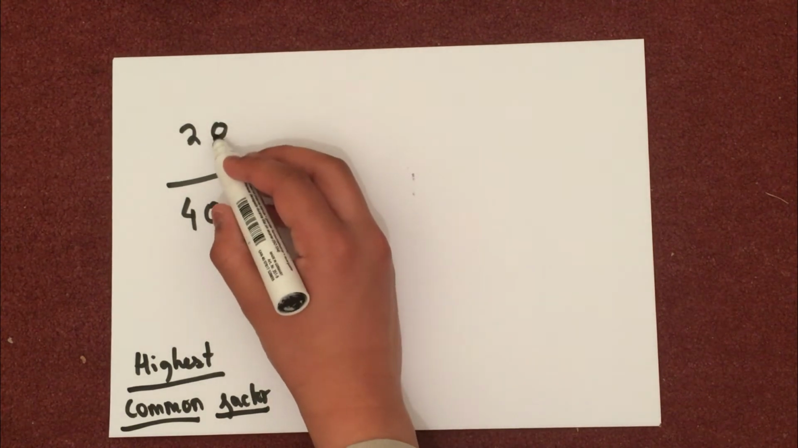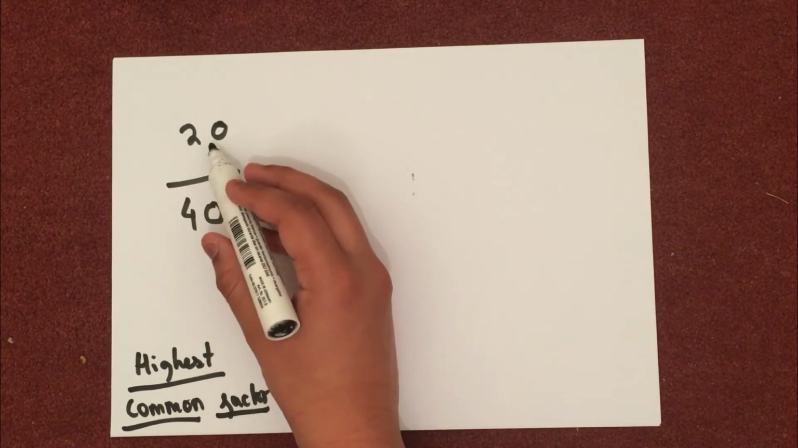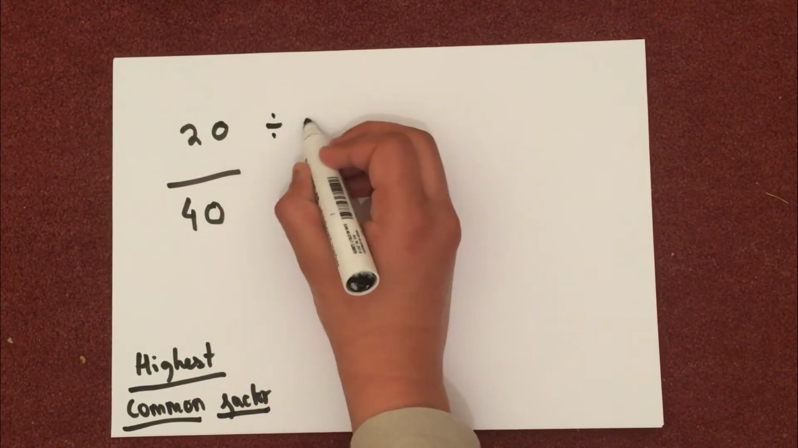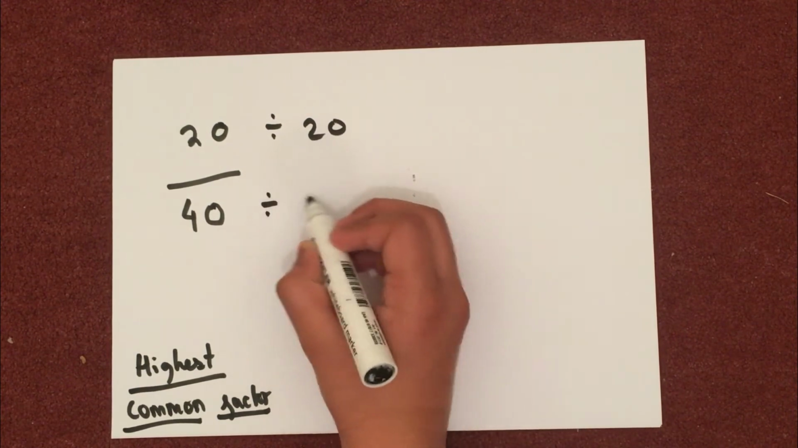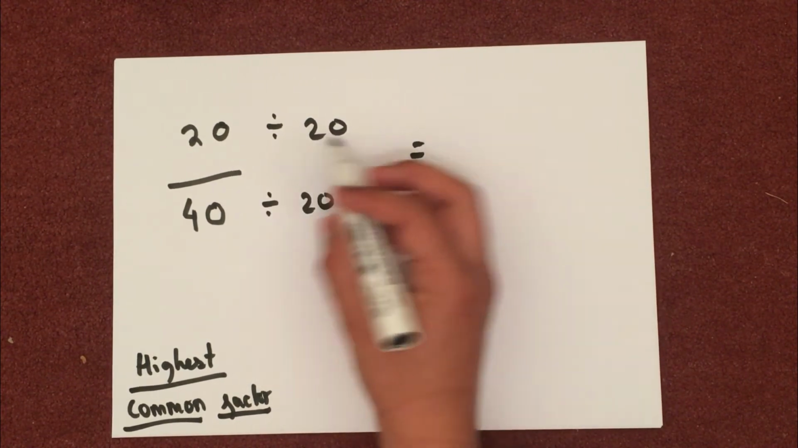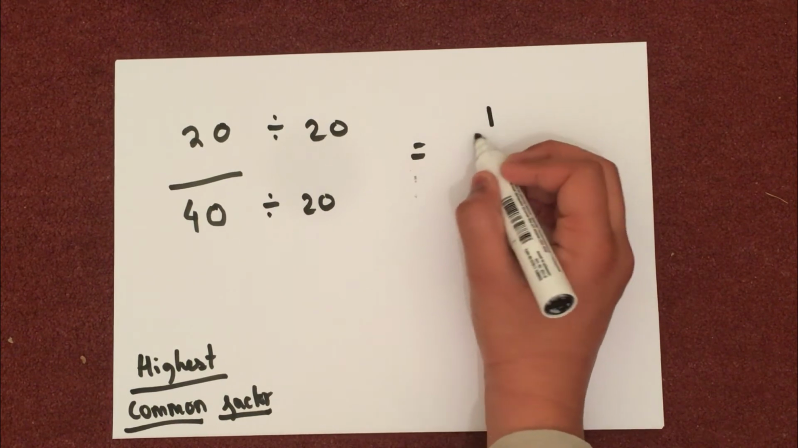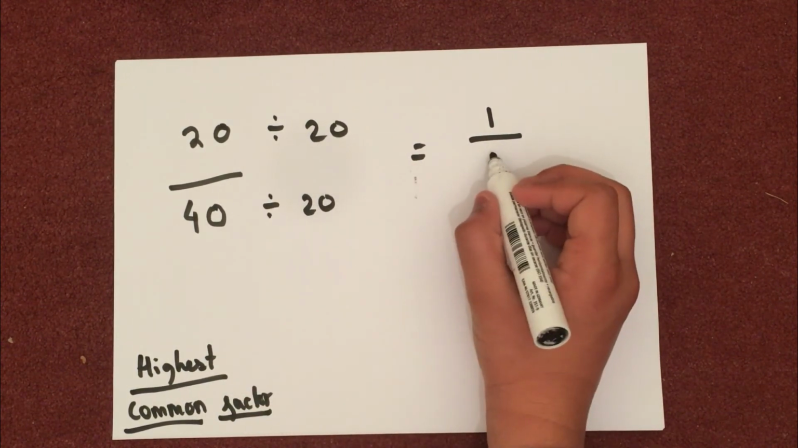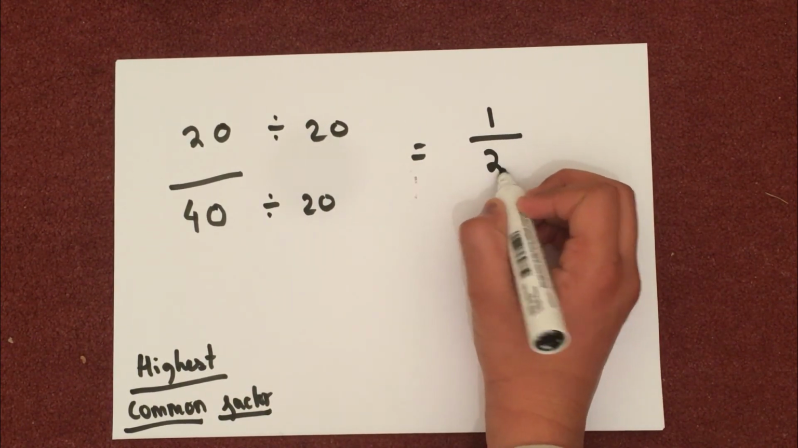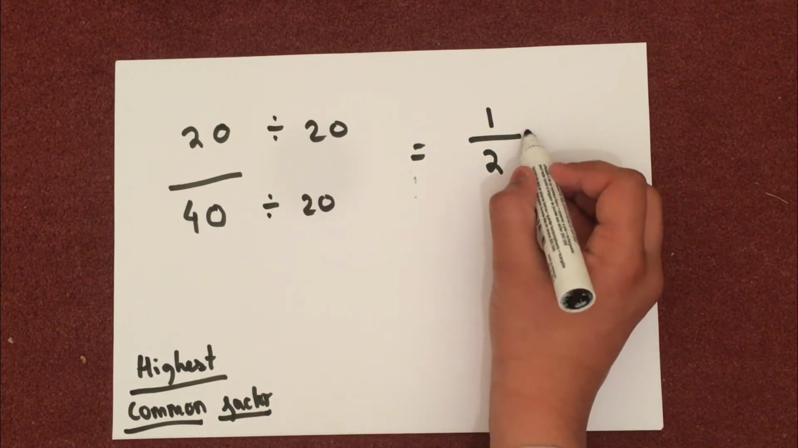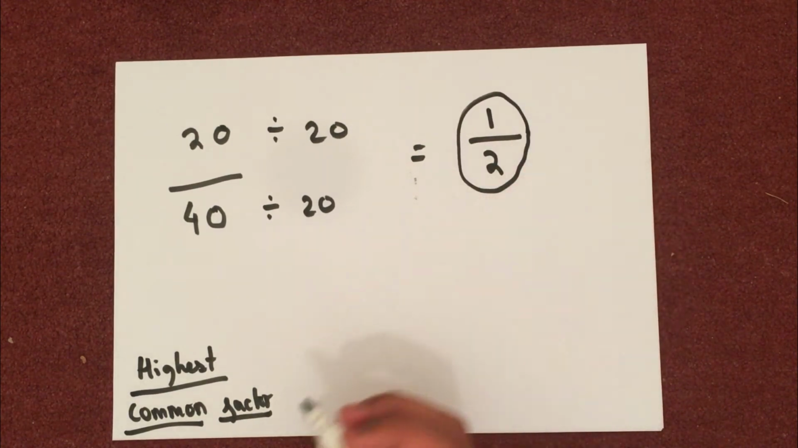So the highest common factor between 20 and 40 would be 20. So 20 divided by 20 and 40 divided by 20. 20 divided by 20 would give us 1, and 40 divided by 20 would give us 2. So our answer would be a half, 1 over 2.